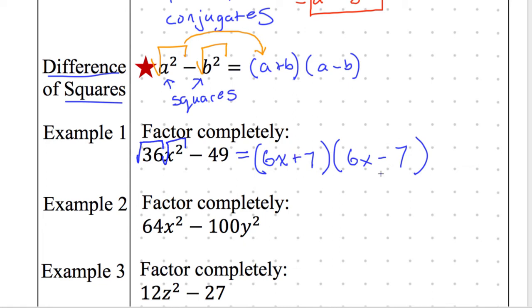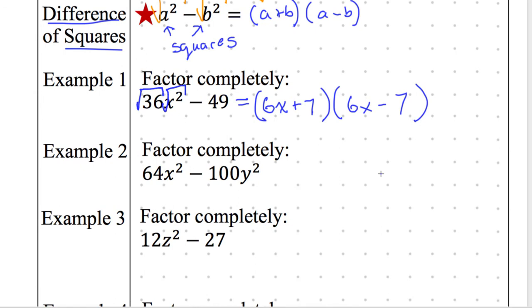Let's see if someone else can do example 2. Someone that still has their participation card. Who wants to do number 2? James. 8x plus 10 times 8x minus 10. You're really, really close. There's a tiny little error that you're making. Do you see it? I'll give you a hint. So what about the y? It would be 10y. Yeah, there it is. Good job, James.